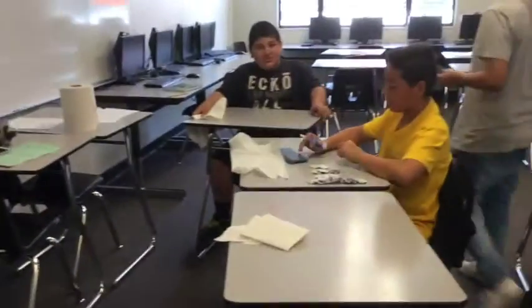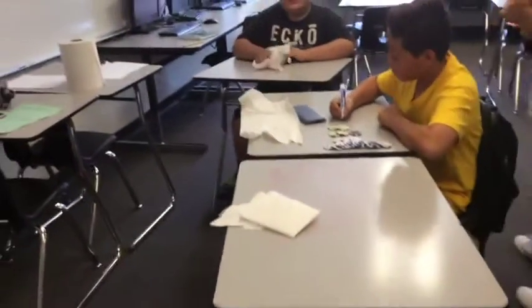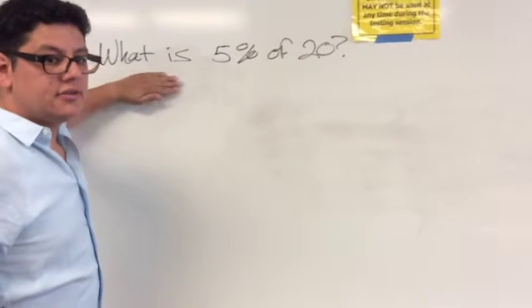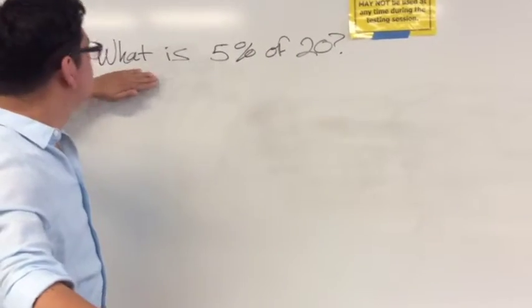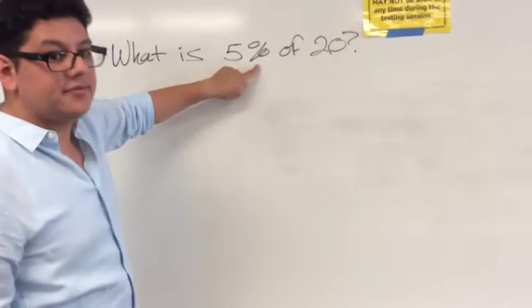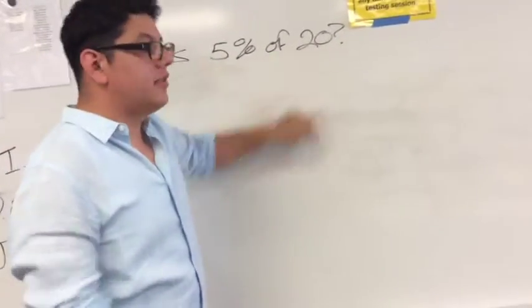Okay. When you were in this class, you guys had a question like this, right? What does it say? 5% of 20. What did I just tell you about fractions? What goes on the bottom? 20, and then 5 goes on top.